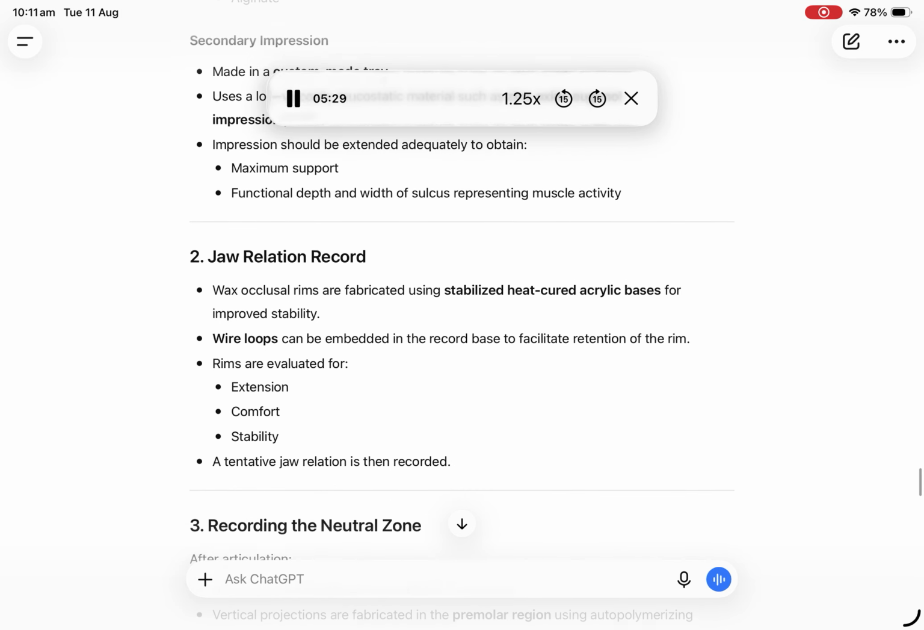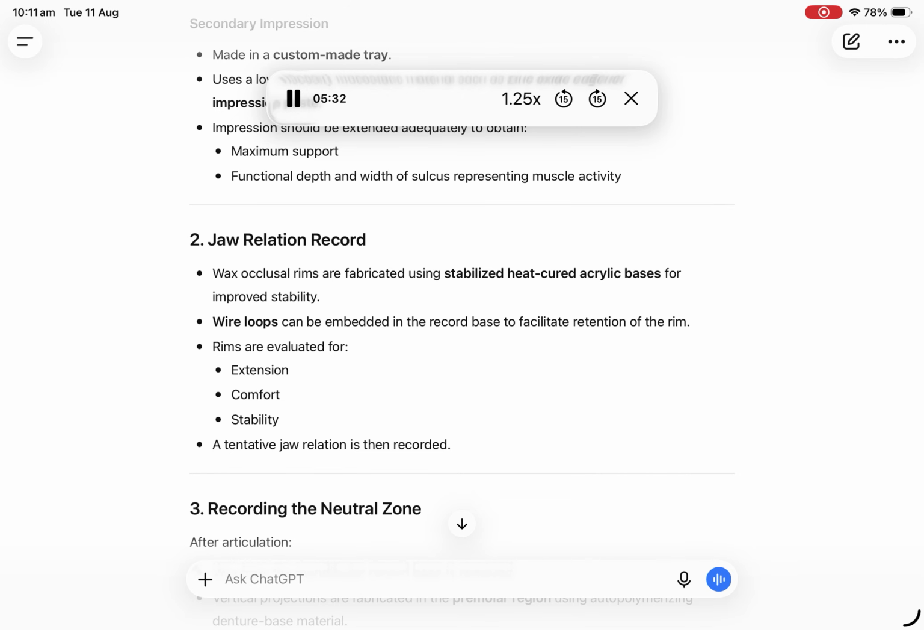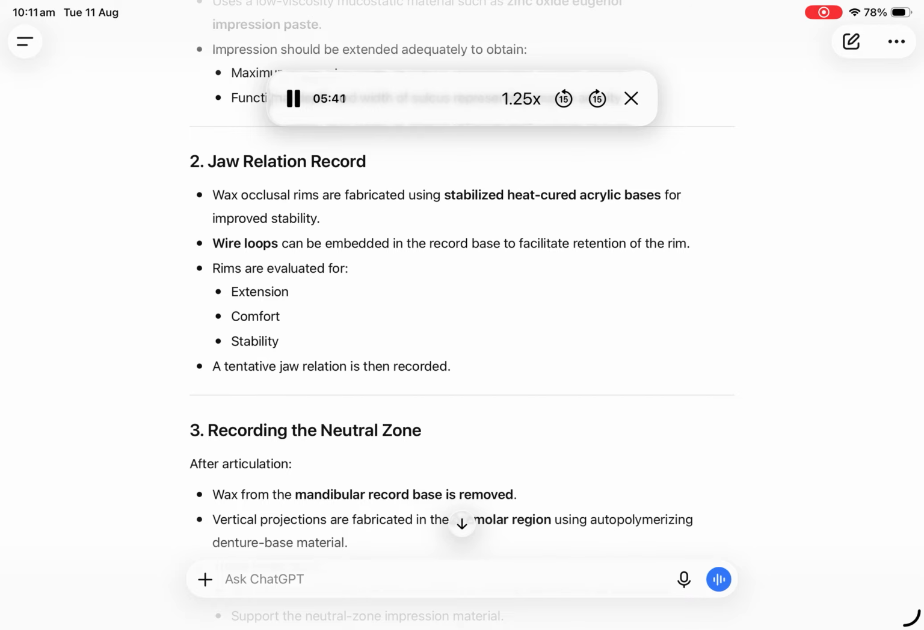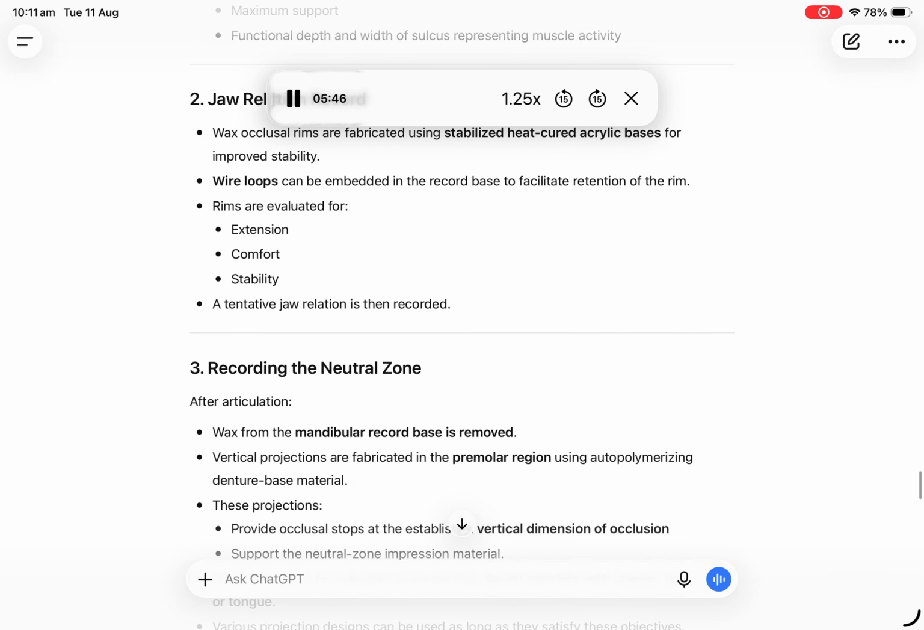Number 2. Jaw relation record. Wax occlusal rims are fabricated using stabilized heat-cured acrylic bases for improved stability. Wire loops can be embedded in the record base to facilitate retention of the rim. Rims are evaluated for extension, comfort, and stability. A tentative jaw relation is then recorded.